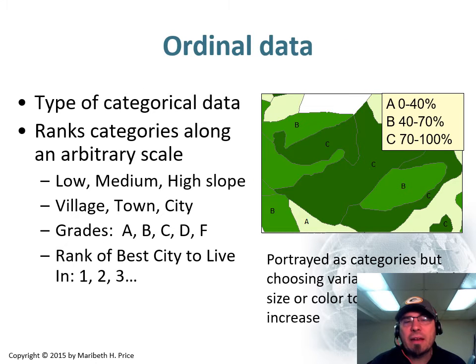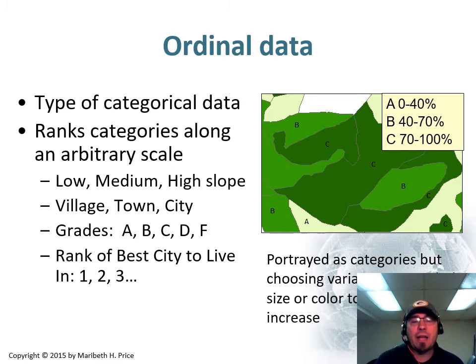The next type of data is called ordinal data. Ordinal data represents rank. That's what you want to get out of ordinal data. Ordinal equals rank. So it's a type of categorical data, but it's an arbitrary scale. Things like low, medium, and high slope. So you don't know where the cutoffs are necessarily. It's just low, medium, and high.